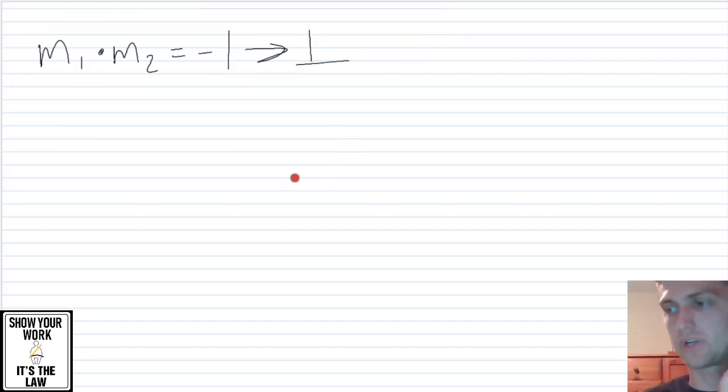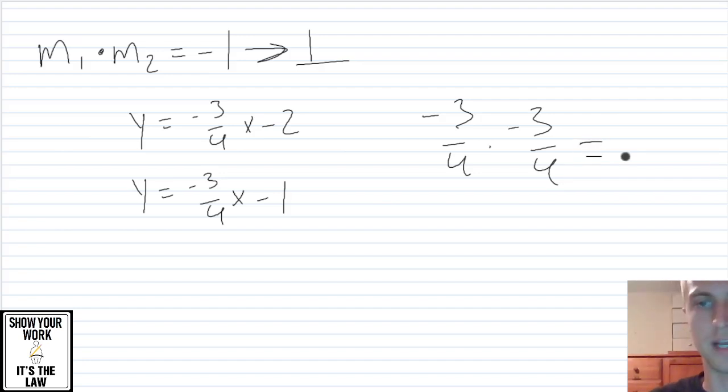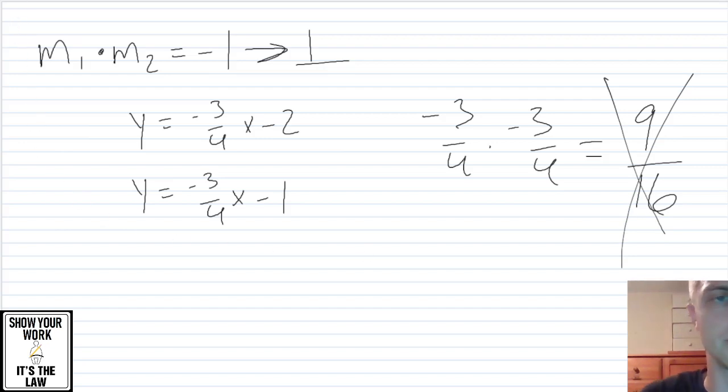Okay, question 22. Let me write them. Are these two lines perpendicular? Let's take their slopes. Negative 3 over 4 times negative 3 over 4. Does it equal negative 1? You don't even have to multiply, but you could. Negative 3 times negative 3 is positive 9. 4 times 4 is 16. No, that does not equal negative 1. These two lines are not perpendicular. In fact, they're parallel. Remember, two lines can be perpendicular, parallel, or neither. They don't have to be just those two, just to remind you.